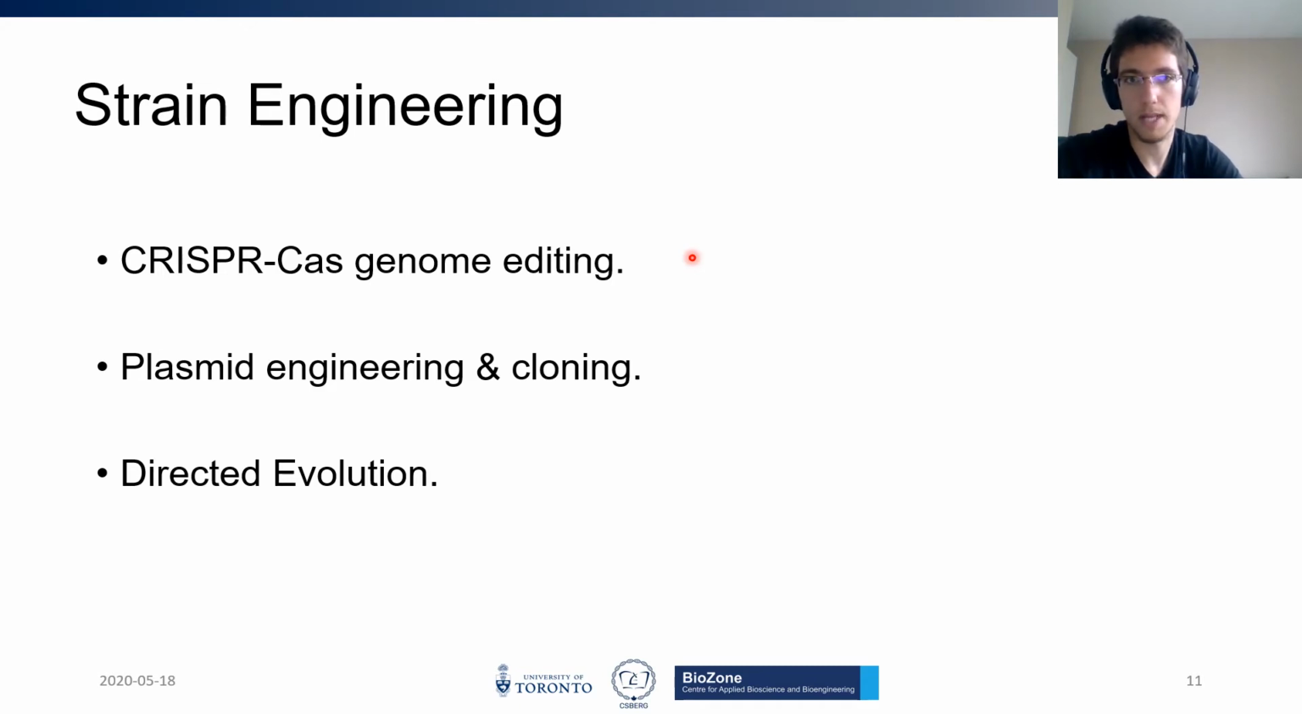coli, for example, and you want to make a knockout, you want to remove a gene, you can use CRISPR-Cas to cut and put in something else, right? If you want to overexpress something, you can use CRISPR-Cas9 and change a promoter sequence.